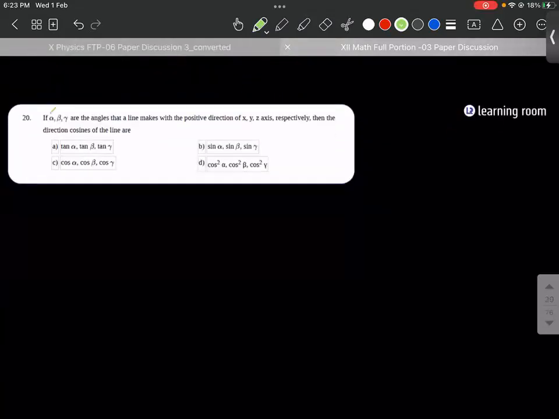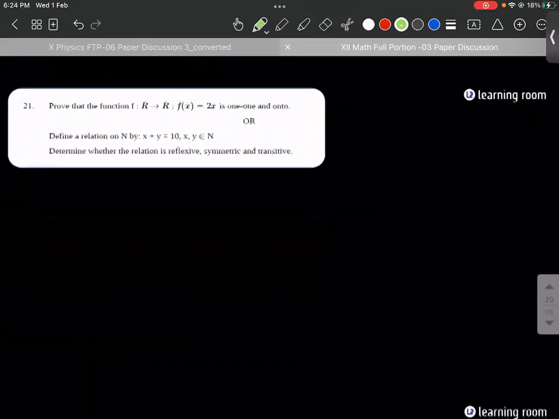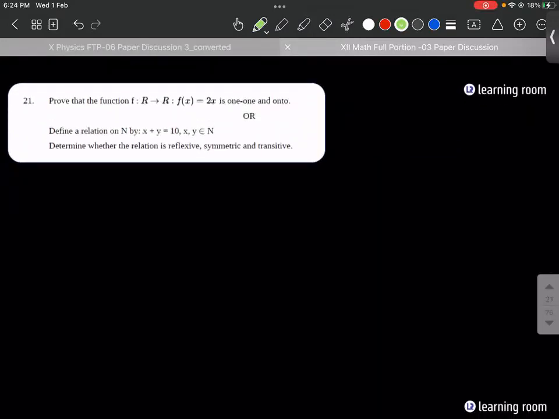Next, if alpha, beta, gamma are the angles that a line makes with the positive direction of x-axis, y-axis, and z-axis respectively, then the direction cosines of the line are cos alpha, cos beta, and cos gamma respectively. So how will you prove it? This I hope you know to prove it. This we have done many times.